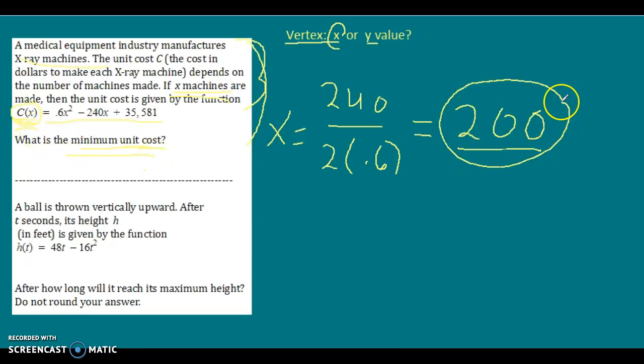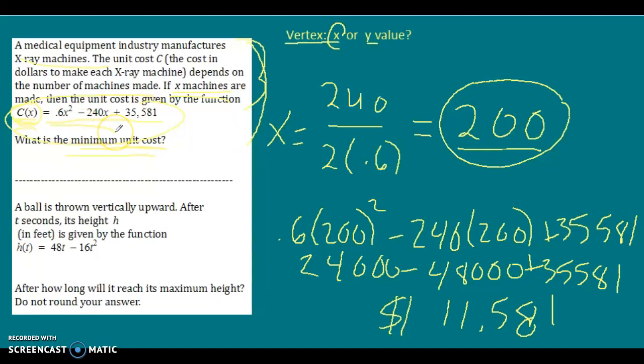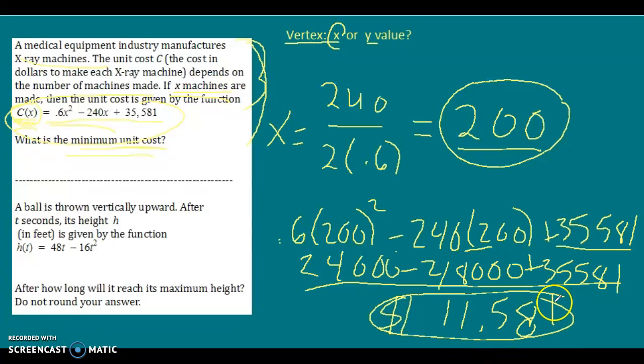So I'll take this 200, I'll plug it into this function, and whatever the answer is, that'll be the minimum cost. So I'm going to pause my video, but you'll just see the answer pop up any second. You can pause too and do it ahead of me if you like. Plugging that 200 into this function gives 0.6 times 200 squared minus 240 times 200 plus 35,581. Plopping all that in my calculator tells me the minimum cost will be $11,581.